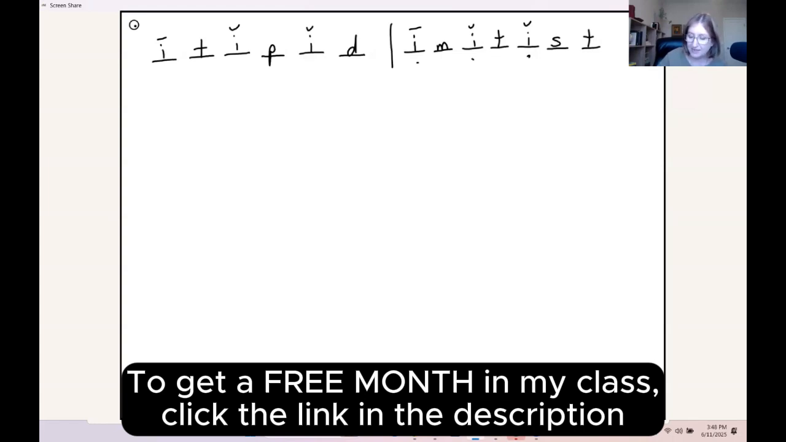Prinism. Together, prinism. P-R-I-N-I-S-I-M. Prinism. Consonants. Vowels. Can this I say I here? Yeah, because there's a vowel in the next one or two spots.